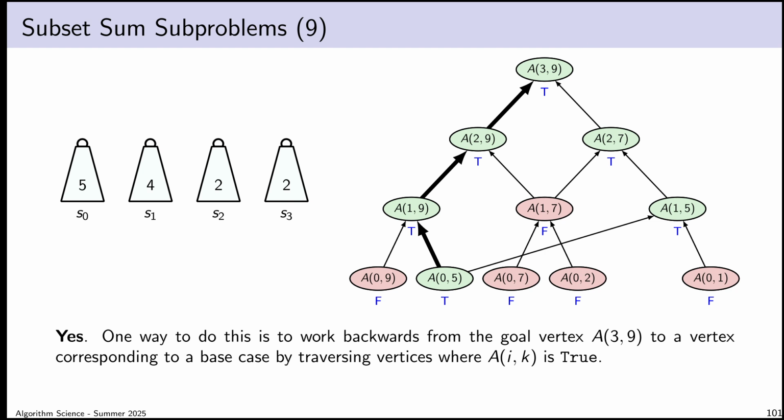Basically, if you want a subset, what you could do is start at your original goal, so A39, and then work your way down the graph until you hit a base case, but you're only allowed to walk through nodes that are true.